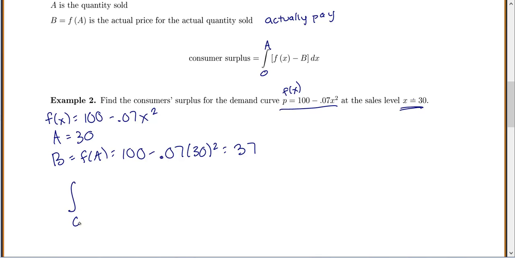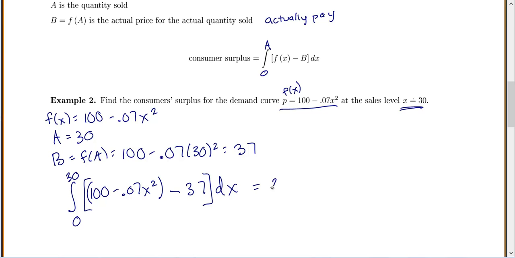So now with all of that, we can go ahead and set up our integral. So we need to integrate from 0 to A, which is 30. We need our f of x, so 100 minus 0.07x squared, minus B, and B is 37, dx. At this point, I'm just going to skip to the answer, and you can try all of the actual integrating on your own. Or 1260.